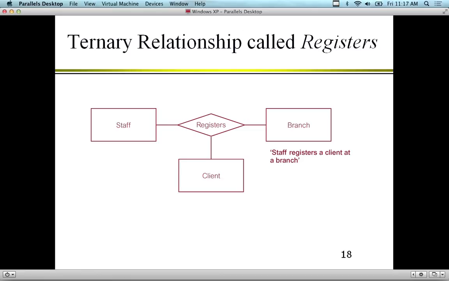So we have a staff who registers client at a branch. So staff registers a client at a branch, or a branch who registers clients with staff, or clients who register with staff at a branch. So the idea is you'll be able to read it starting with each one of the entities. You should be able to complete the sentence or create a sentence that would match all of the different relationships. This is different than if you were to take this client and write him out here underneath and create 2.